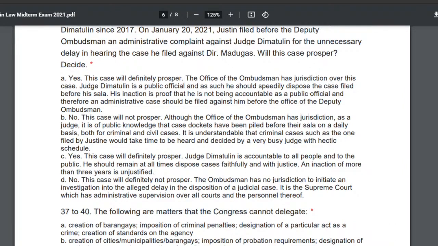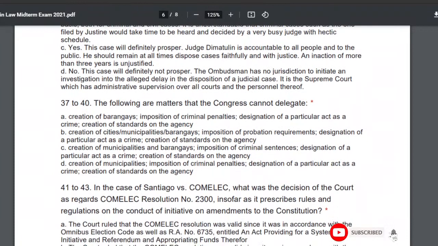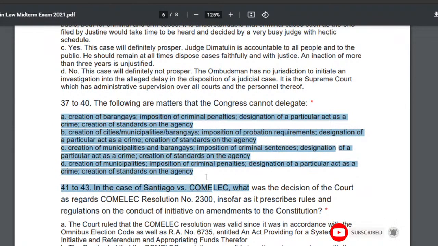Number 37 to 40, the following are matters that Congress cannot delegate. Just check the module. What are those matters that Congress cannot delegate? Okay? Choose A, B, C, or D. Let's proceed to 41 to 43.